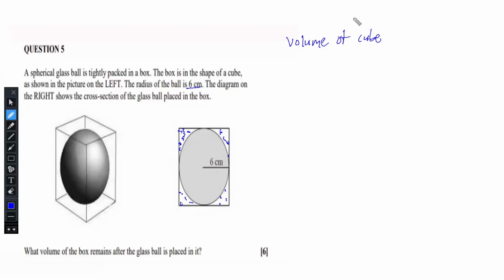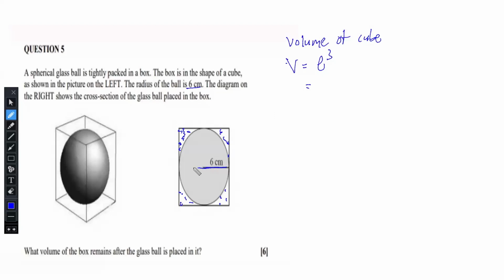And then as long as you know the formulas, the volume of the cube, or the volume of the box, is just simply, we know it to be what? So V is length cubed, right? And then the length of the cube, we are being told that it's what? Let's read here. They say the radius of the ball is 6 centimeters. So we are only given the radius of the ball.